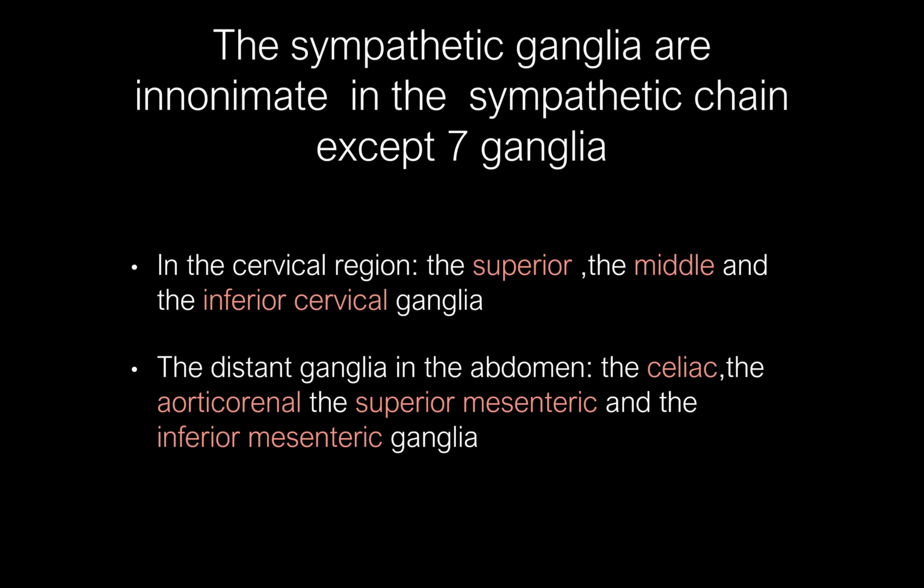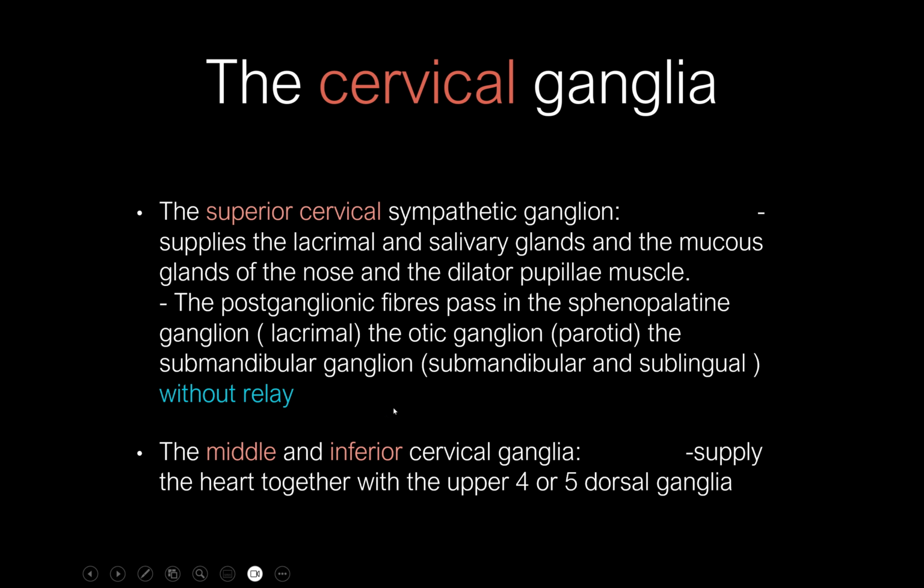Sympathetic ganglia are embedded inside the sympathetic chain. However, there are 7 ganglia that have names. In the cervical region, there are 3 ganglia: superior, middle, and inferior cervical ganglia. And there are distant ganglia in the abdomen, following the arteries. So we have the celiac artery, aortorenal artery, superior mesenteric and inferior mesenteric arteries, and the ganglia are present there, so that the postganglionic fibers will reach the target organ.